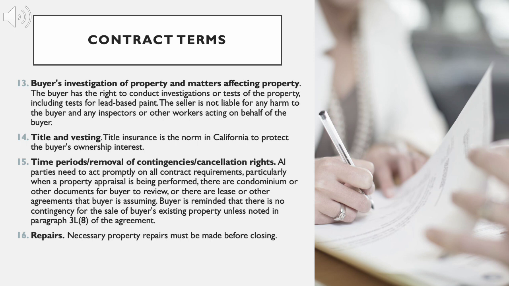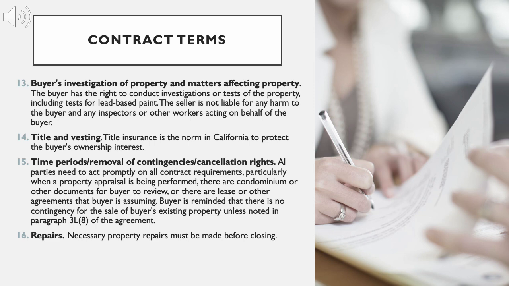Title and vesting. Title insurance is the norm in California to protect the buyer's ownership interest. Time periods, removal of contingencies, cancellation rights. All parties need to act promptly on all contract requirements, particularly when a property appraisal is being performed, there are condominium or other documents for buyer to review, or there are lease or other agreements that buyer is assuming. Buyer is reminded that there is no contingency for the sale of buyer's existing property unless noted in the agreement.